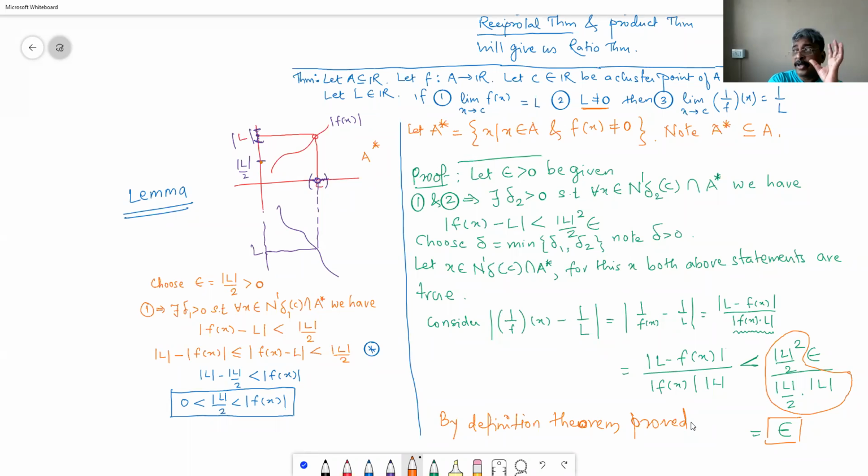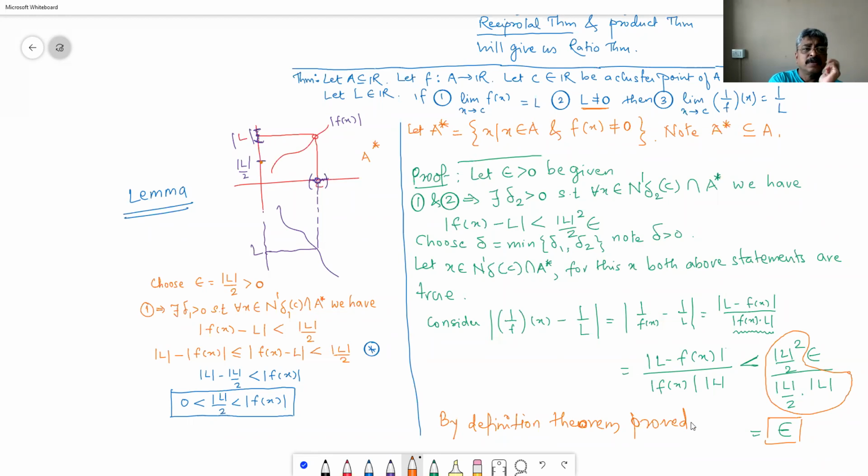Now tell me one thing: when you are considering the function g of x is equal to 1 upon f of x, how do you know the limit of g of x is going to be 1 upon L? No, we don't know. We have to prove that.